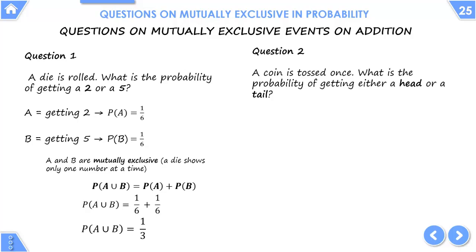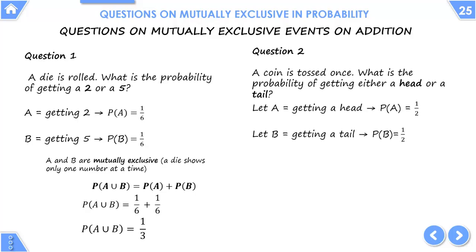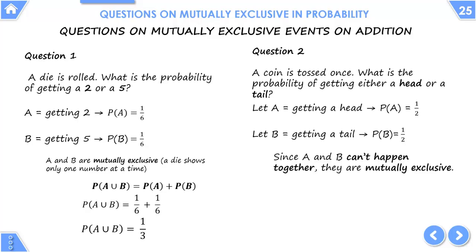Now go to question 2. A coin is tossed once. What is the probability of getting either a head or a tail? When we toss a coin, it's mutually exclusive because you are not going to have both sides showing at the same time. Probability of A is 1 over 2, and probability of B is also 1 over 2. Since A and B cannot happen together, they are mutually exclusive. So P of A plus P of B is 1 over 2 plus 1 over 2, half plus half, which is 1.